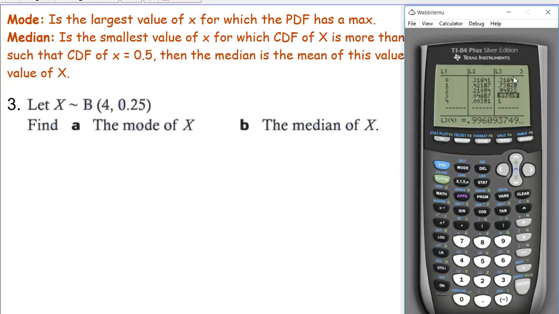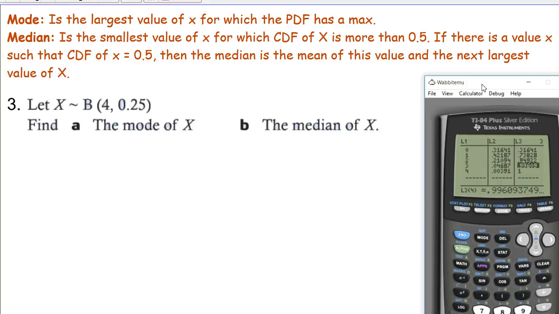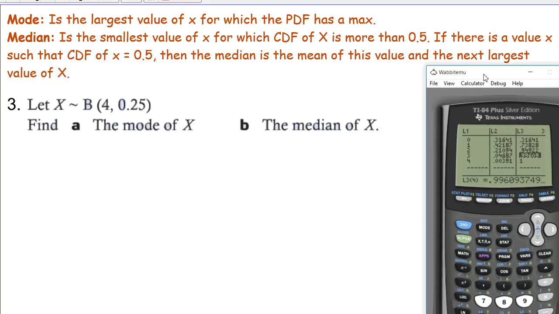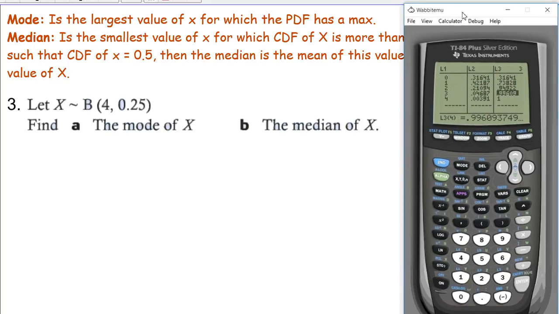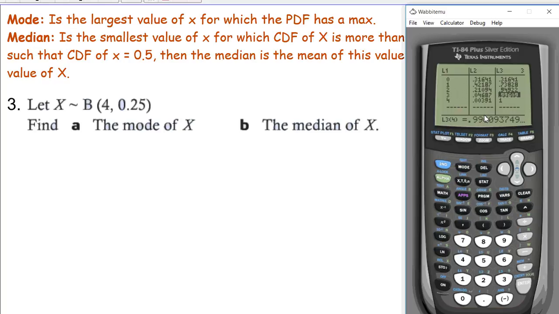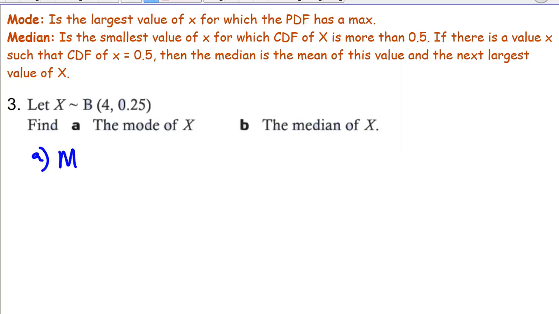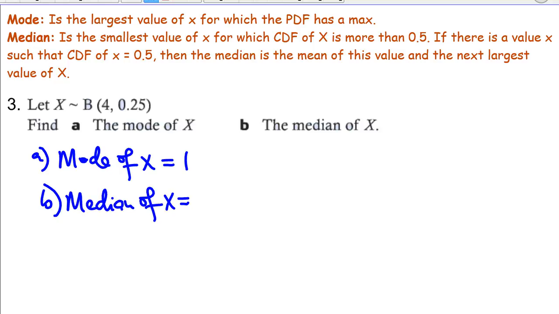How about the median? We're looking for the smallest value of x for which CDF is more than 0.5. So let's come back here. CDF is more, that will be 1 again. So the median of x is 1. So we can say that A, mod of x is equal to 1. B, median of x is equal to 1 as well.